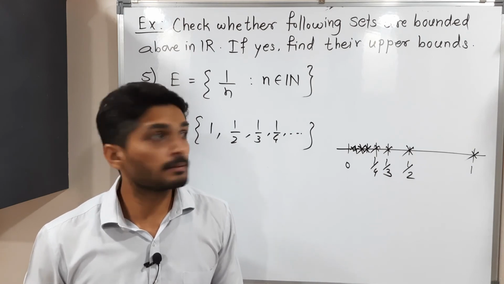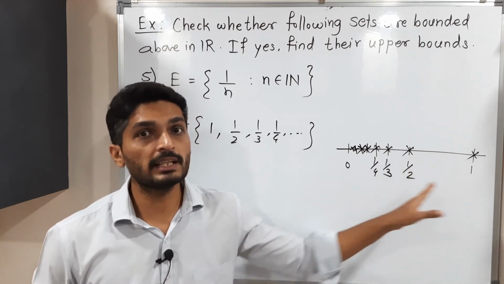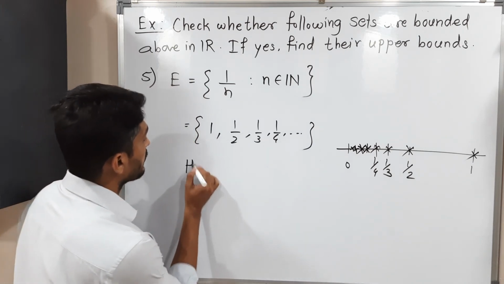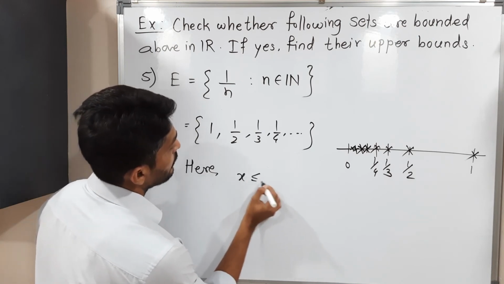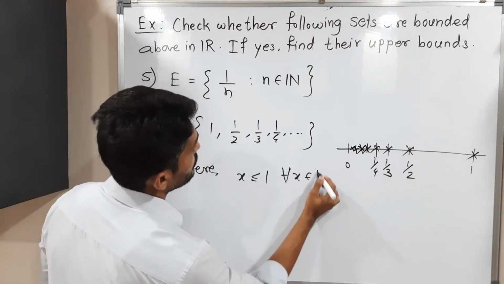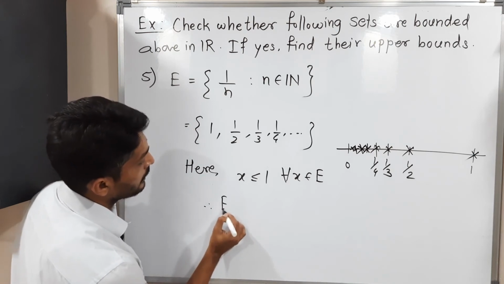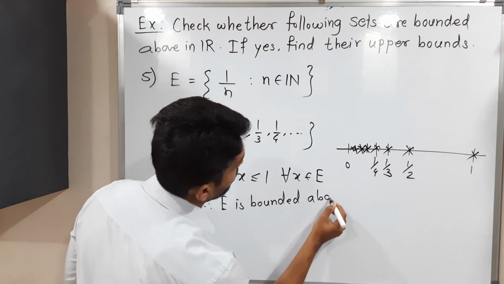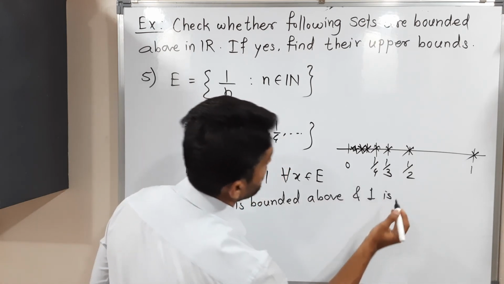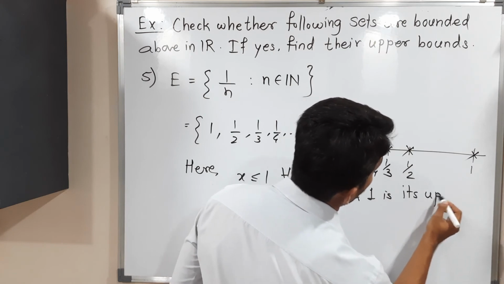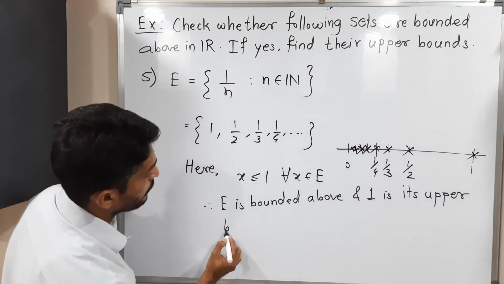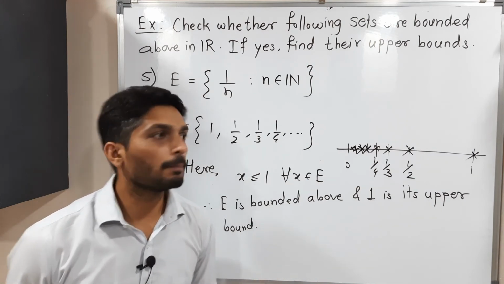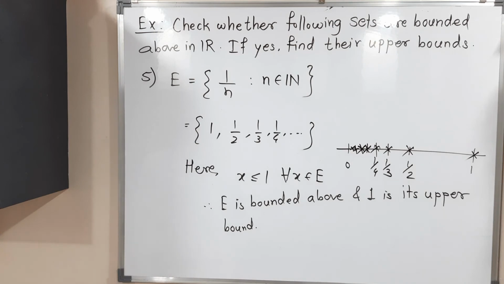So obviously these numbers are less than or equal to 1. What will be the largest number? 1, and all remaining numbers will be less than or equal to 1. So here I can write x less than or equal to 1 for all x belongs to set E. So therefore E is bounded above and 1 is its upper bound. Okay, you can say 2 is also upper bound, 3 is also upper bound, but 1 is also an upper bound. Please make a screenshot of it.